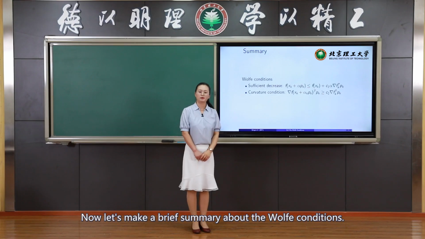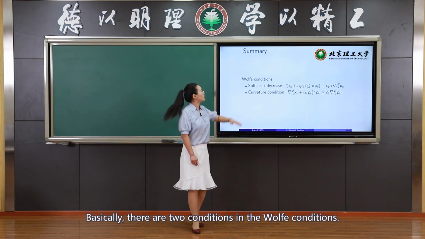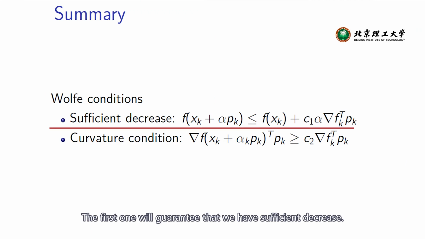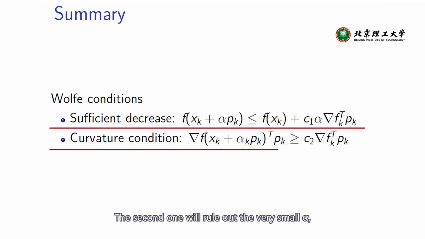Now, let's make a brief summary of the Wolfe conditions. Basically, there are two conditions in the Wolfe conditions. The first one guarantees that we have sufficient decrease. The second one rules out very small alpha, which may slow down the process.